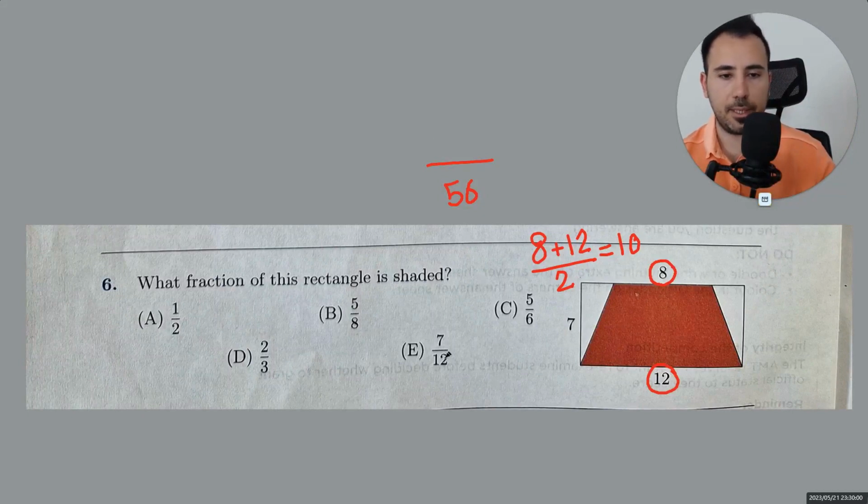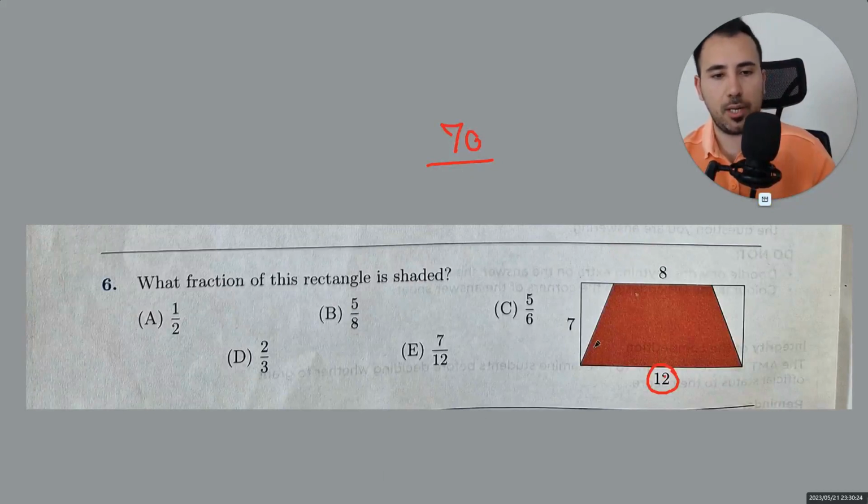I made a mistake. So as I said, the area of the trapezoid is going to be 10 times 7, 7t. But I said I calculated the area of the rectangle wrong. I multiplied 8 by 7. It's not true. The area of the rectangle is 12 times 7.